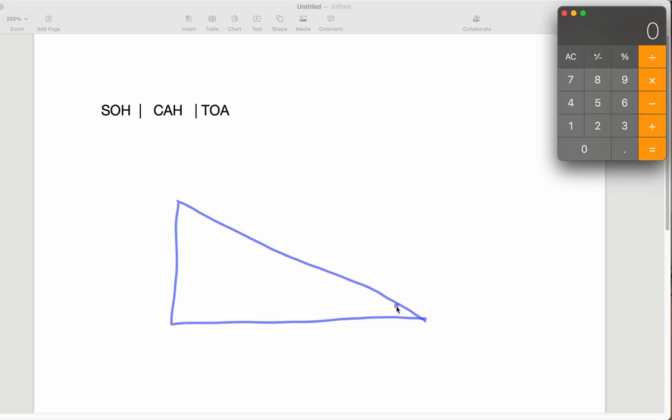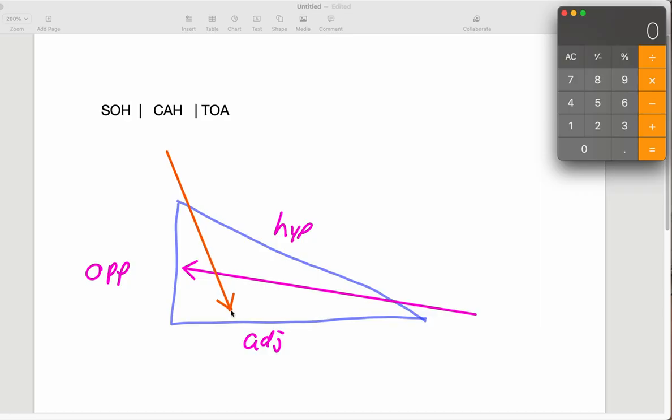The longest side is always our hypotenuse, and whichever side becomes our opposite and our adjacent matters by which direction we're looking. If we're looking from this angle and in this direction, this side is opposite, this side is adjacent, and this side is our hypotenuse. If we look in this direction from this angle, this side is our opposite, this side is our adjacent, and this side is still our hypotenuse.